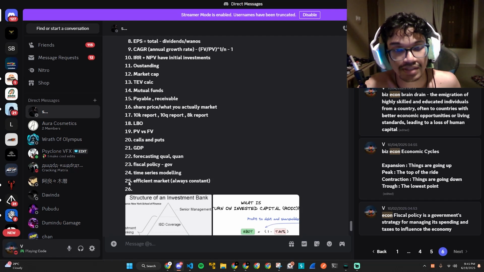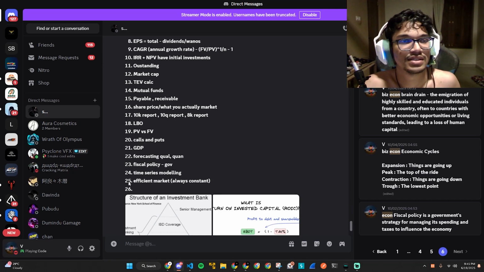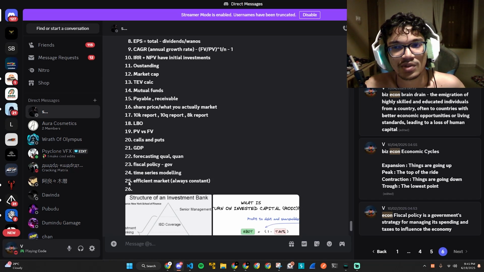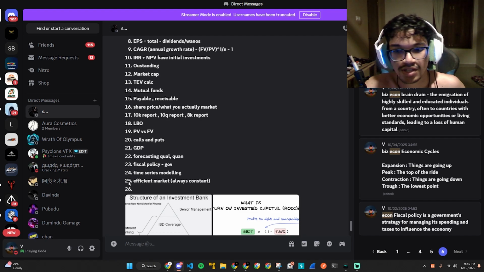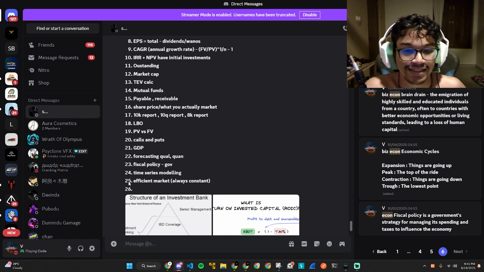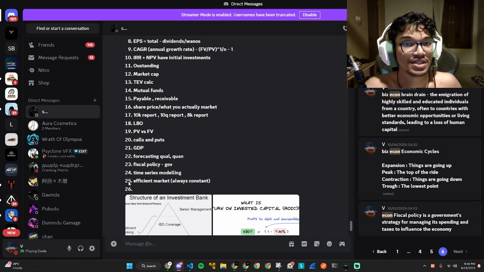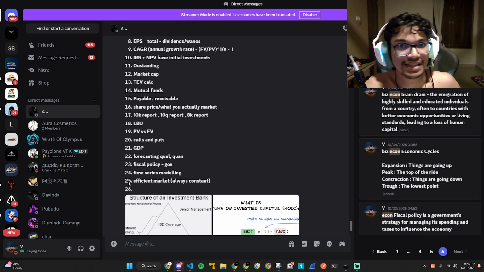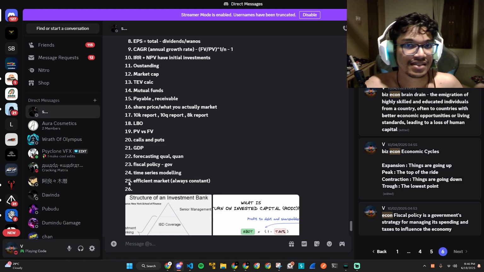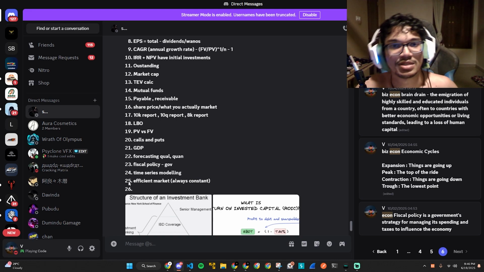Efficient market, always consistent. Yes, so efficient market assumes that there's no arbitrage difference, or there's nothing to really capitalize on. So that's the claim that the market is always efficient, and that there is no such thing as capturing inefficiencies in the market where you can buy and sell, as in day trading, arbitrage, things like that. So if that was the case, then of course hedge funds would not be making so much money, right?